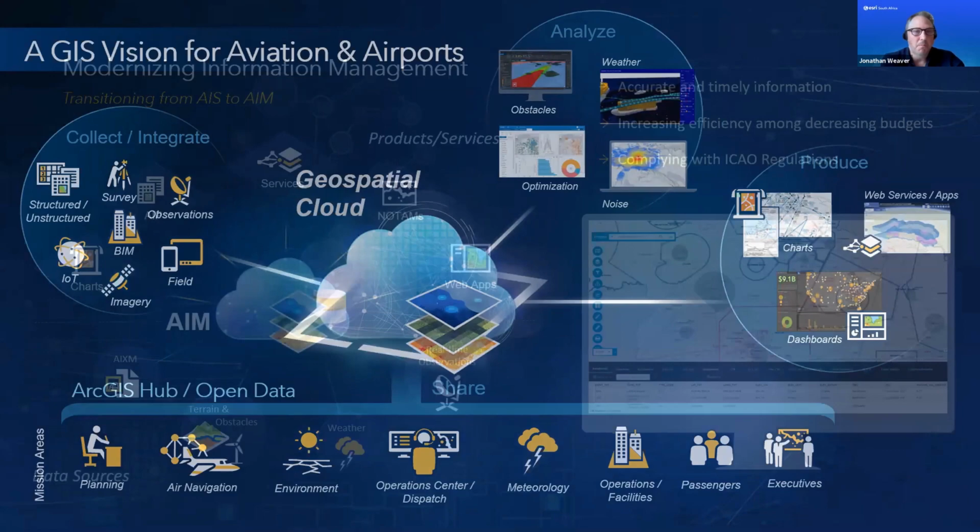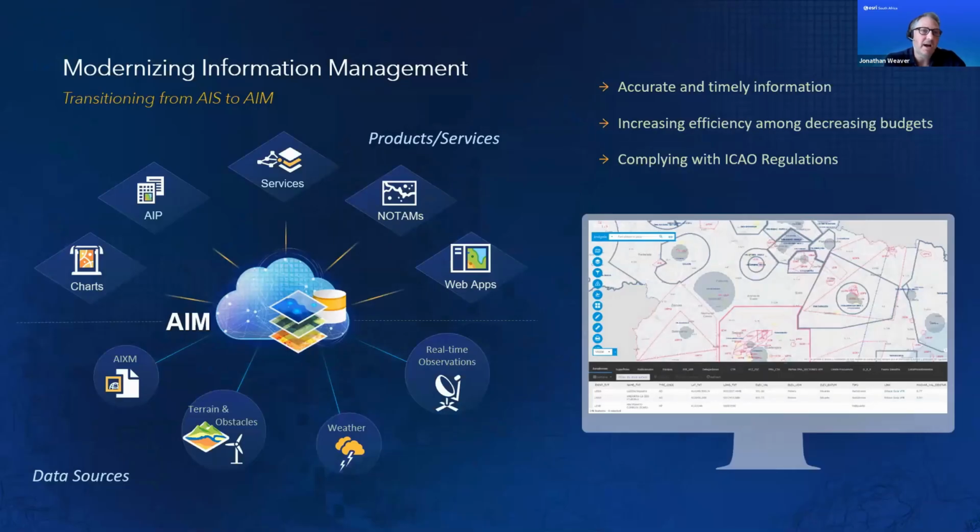Now, looking at modernizing information management, I often think of the transition from AIS to AIM. When I think about that transition, I'm actually thinking about data-driven services and products: the ability to consume different sources and formats of information. Again, we talked about AIXM and real-time observations. Once we pull all these sources together, you can create a coherent picture for different operational uses and start to target those products and services.